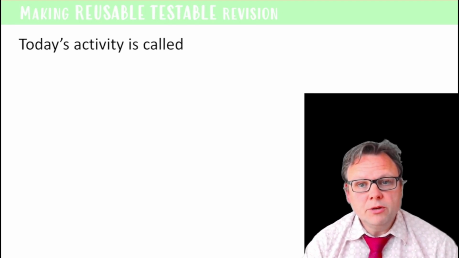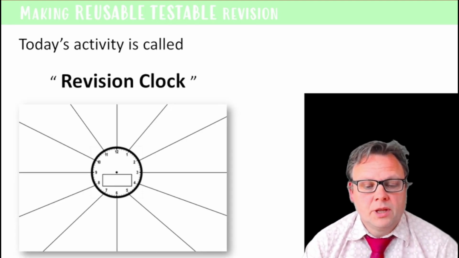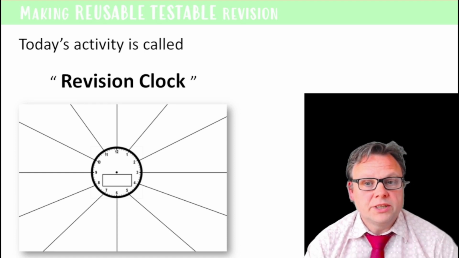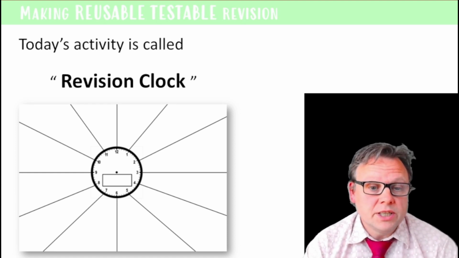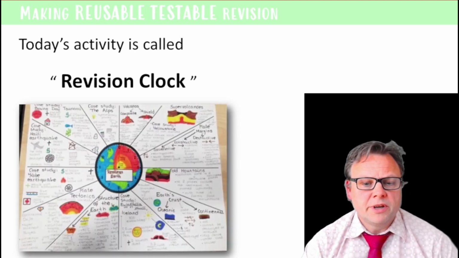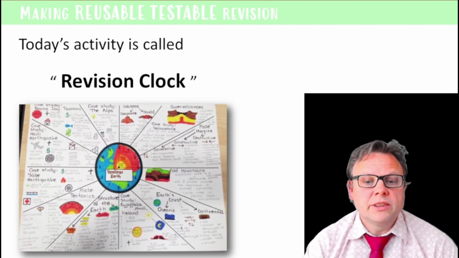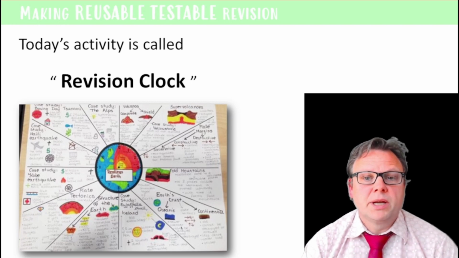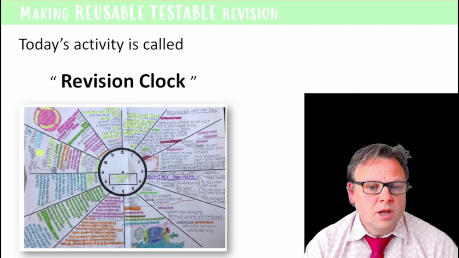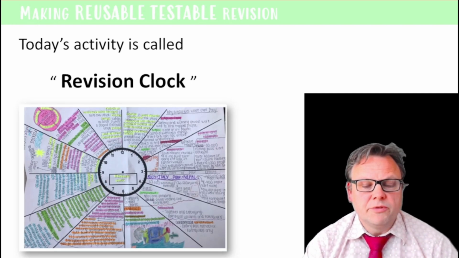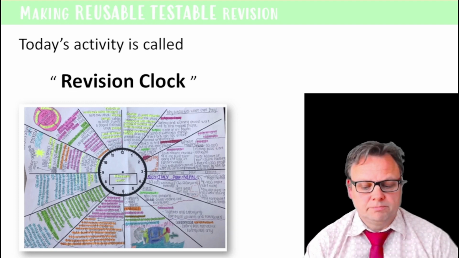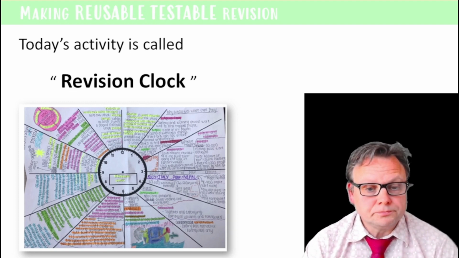Today's activity that we're going to be looking at is called Revision Clock. Here's an example of a template that you can use. You can get these off the internet, and various people have used these. Here's a geography example, where they've separated out their information around the clock. And another example here, lots of information separated out into sections. So people like using these.